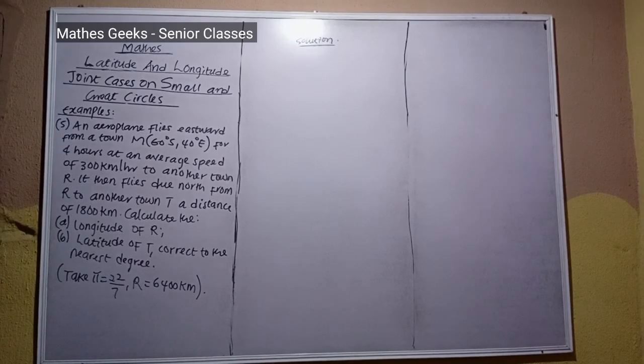An aeroplane flies eastward from a town M at 60 degrees south, 40 degrees east for 4 hours at an average speed of 300 kilometers per hour to another town R. It then flies due north from R to another town T, a distance of 1,800 kilometers. Calculate A, the longitude of R, and B, the latitude of T, correct to the nearest degree.